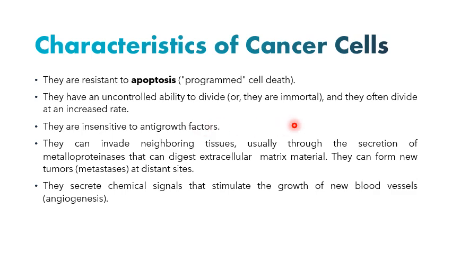So this is another characteristic of the cancerous cell, and it can invade the neighboring tissue in what's called metastasis. It will have a secretion that will digest the extracellular matrix material, and they will invade other tissues. And finally, they can secrete some chemical signals that stimulate the growth of new blood vessels in what's called angiogenesis.